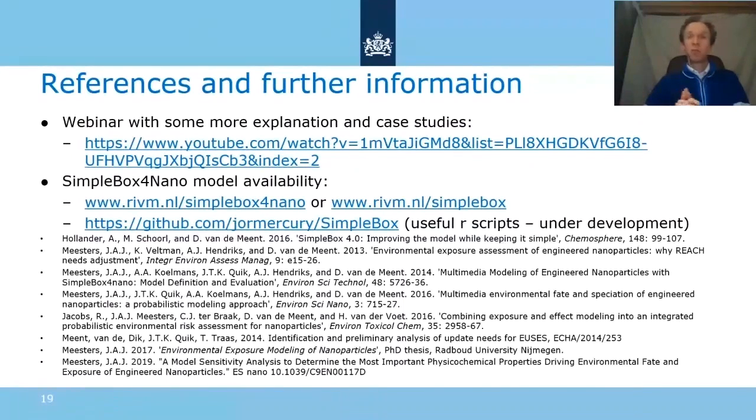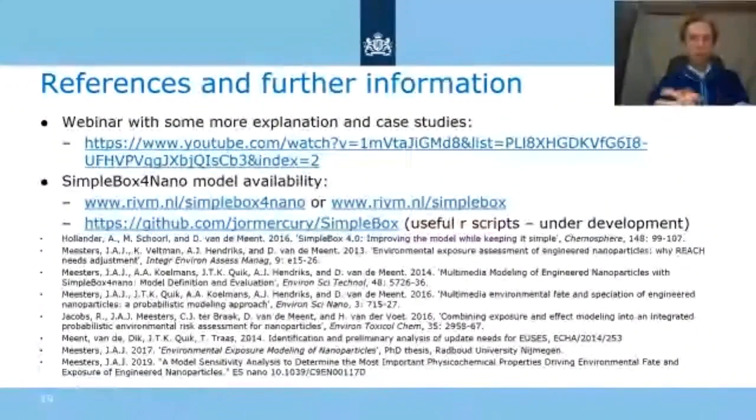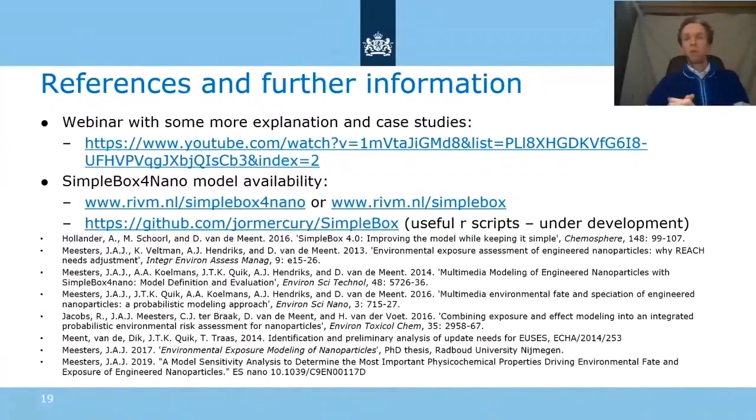So it's quite handy to actually have the model, click through it and look at that webinar, I think, if you really want to use it and still feel you need some help. The model itself is available for download on the RIVM website, so the nano version and the conventional version. On GitHub, there's the link. You can actually find some of the scripts that are relevant for using the dynamic module, and there are several papers on the use of the model, the report. So please have a look at these.